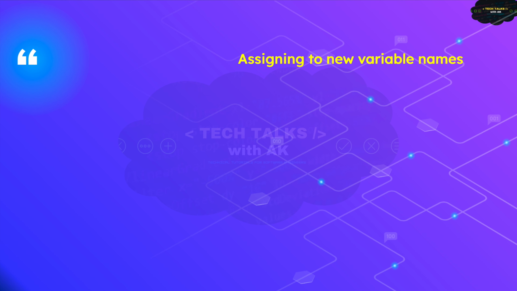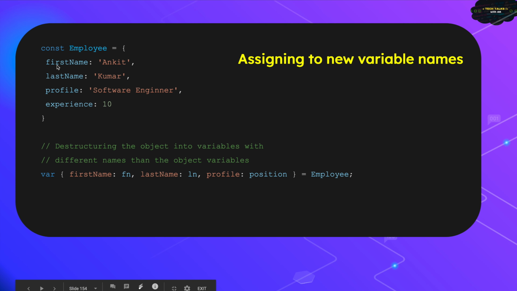We can use object destructuring for assigning to new variable names. And the example is, if we have const employee which has first name, last name, profile and experience, we can use destructuring to assign new names to the variables. We can say firstName as fn, lastName as ln, profile as position from employee. This is the example of destructuring the object into variables with different names than the object properties.